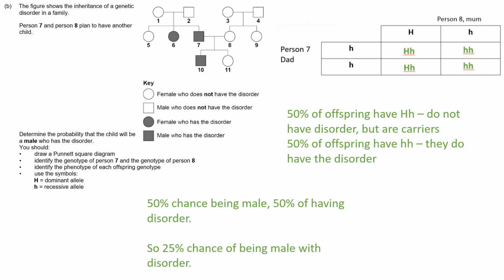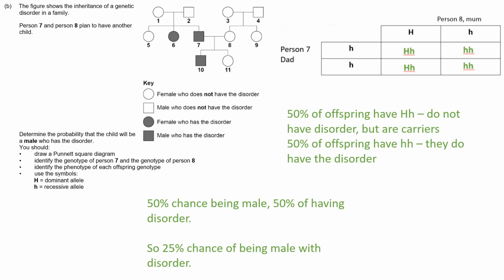Now, the question also asked about the likelihood of being male. So you could draw yourself a quick little diagram for sex, and a few of you did, but we know it's 50% chance of being male, 50% chance of being female. So we're taking that information, 50% chance of being male, we've just worked out 50% chance of having the disorder, so half times a half, 25% chance of being male and with the disorder.